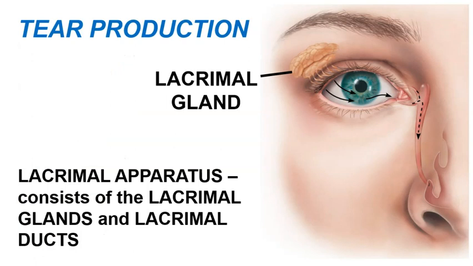Next, we'll examine tear production. The tears of the eyes are produced by the lacrimal glands, which are located in the upper lateral corners of each eye. Tears from the lacrimal glands are secreted onto the surface of the eye, and they tend to flow medially towards the direction of the nose. And where they flow towards is a set of structures that are collectively referred to as the lacrimal ducts. The lacrimal apparatus, therefore, consists of the lacrimal glands plus the lacrimal ducts.